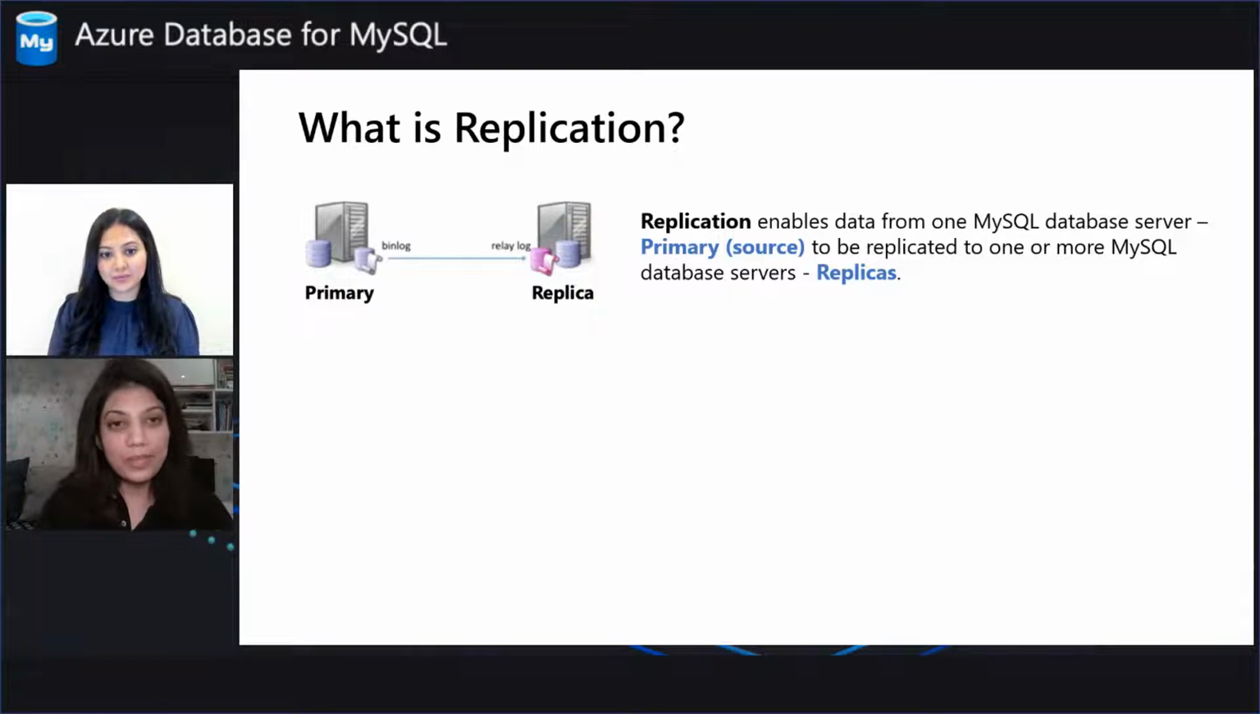One of the fundamental pillars of a business continuity plan for any managed database service is high availability, backup and restore, and replication. Today I'm here in the monthly webinar to talk about what Azure Database for MySQL Flexible Server offers when it comes to replication. So let's first understand what replication is. Replication enables data from one MySQL database server, often known as the primary or the source, to be replicated to one or more MySQL database servers, also known as the replica or the target server. You can call it anything.